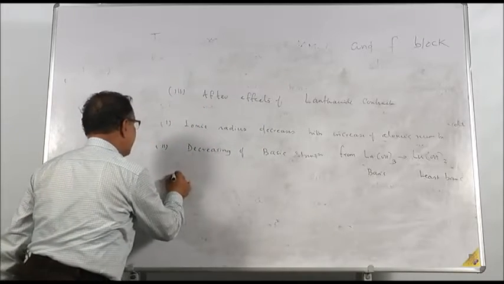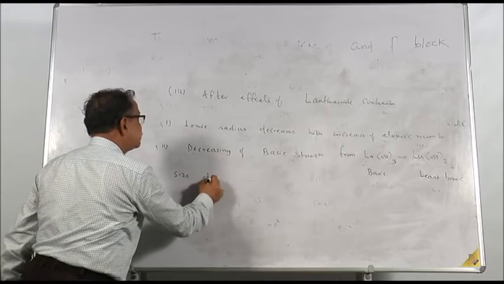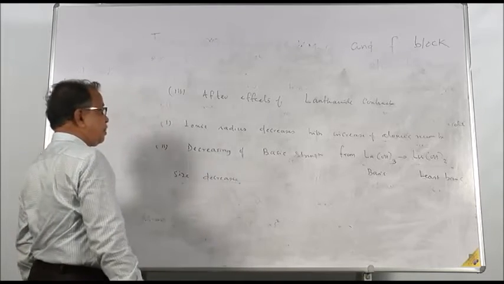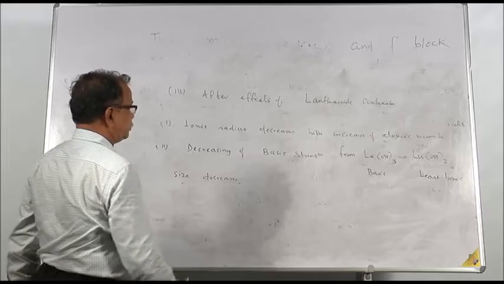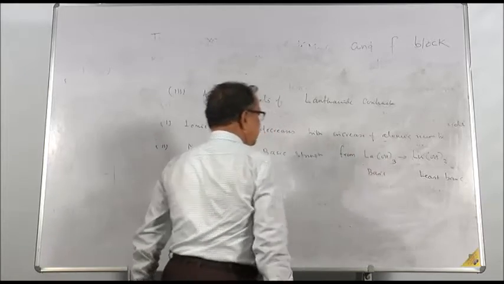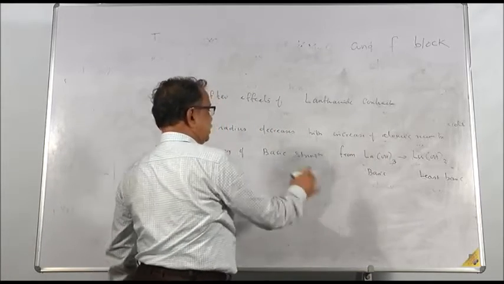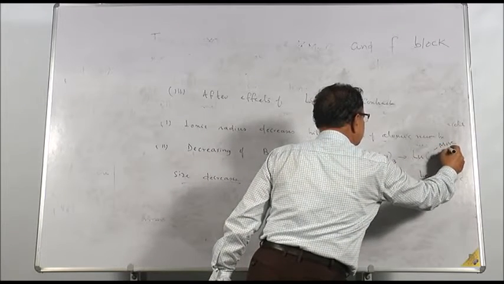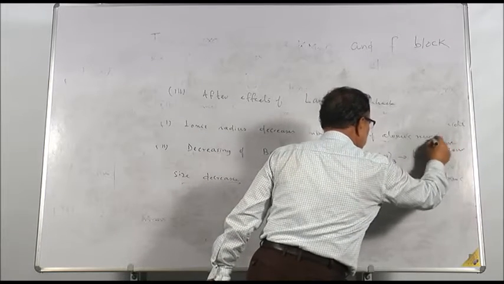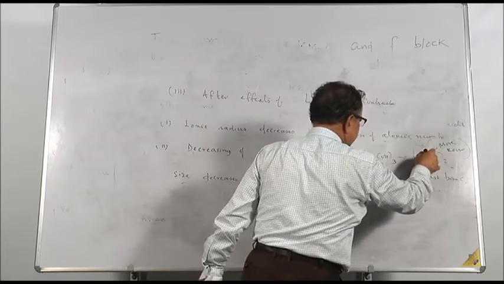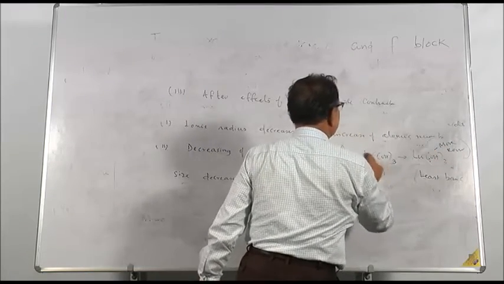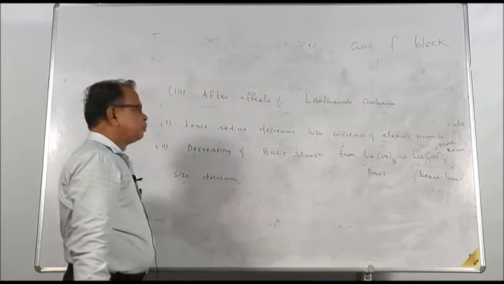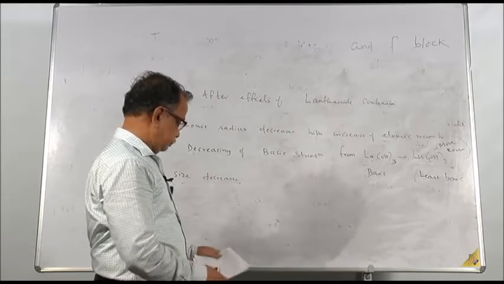As the size decreases, according to Fajans' rule, covalent character increases. The more covalent, the less basic. So it is more covalent, hence due to more covalent character the basicity decreases to least basic, and lanthanum hydroxide is more basic. That can be a consequence of lanthanide contraction.